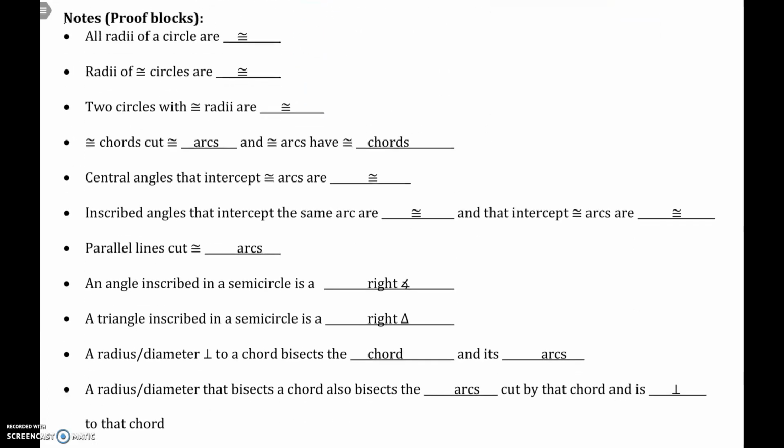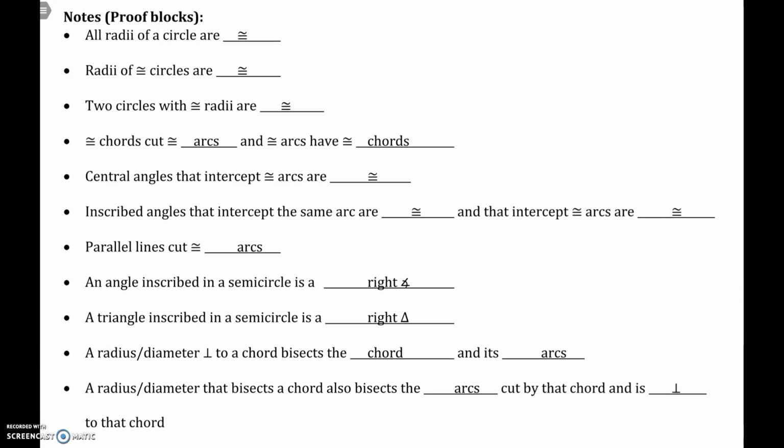Okay, so some of the proof blocks that we will be using are the same properties we were talking about in our notes. All radii of a circle are congruent, radii of congruent circles are congruent, two circles with congruent radii are congruent. If you have congruent chords, they cut congruent arcs, and vice versa. I'm just going to write this part for all of them, regardless of which direction we're using it. Central angles that intercept congruent arcs are congruent. Inscribed angles that intercept the same arc are congruent, or that intercept congruent arcs are congruent. Those are two different proof blocks, one or the other.